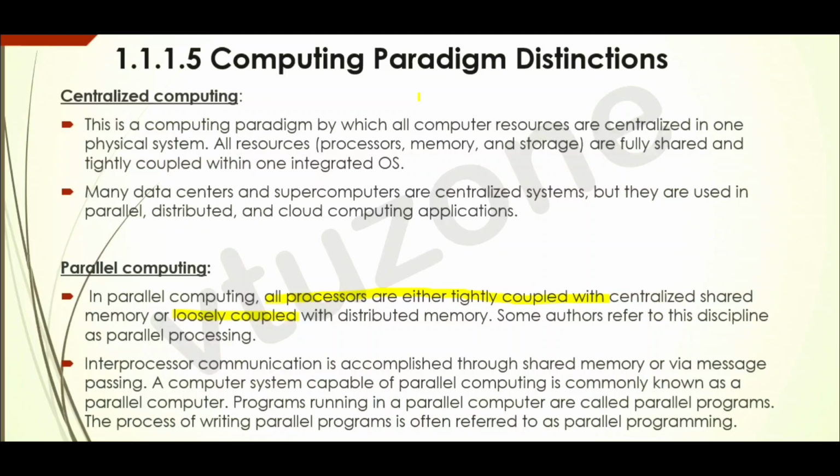Then how do processors communicate? In shared memory, all processors access the same data like a common chalkboard, right? Then in message passing, processors send the data to each other like emails between teammates. The fact is, supercomputers like IBM's Summit and Frontier use parallel computing to process trillions of calculations per second.